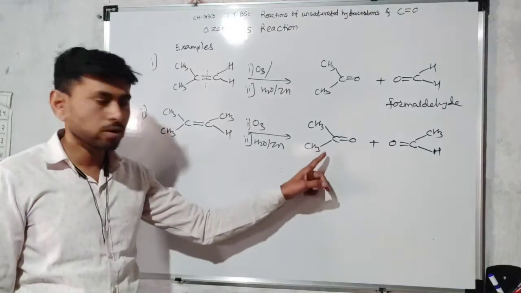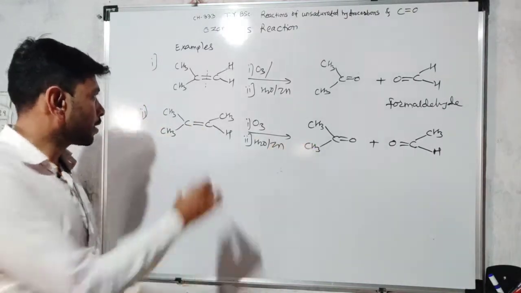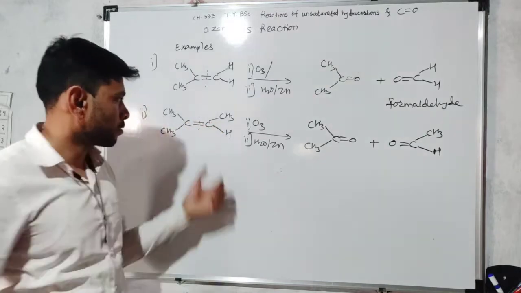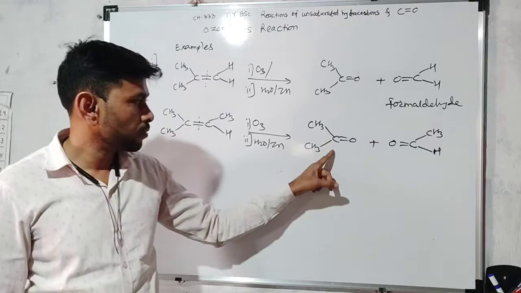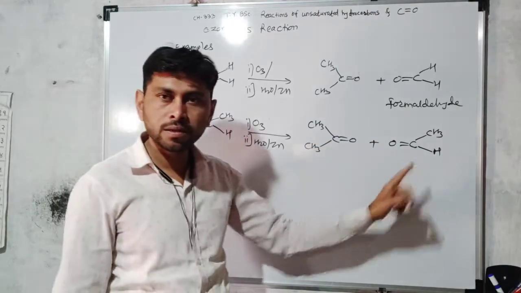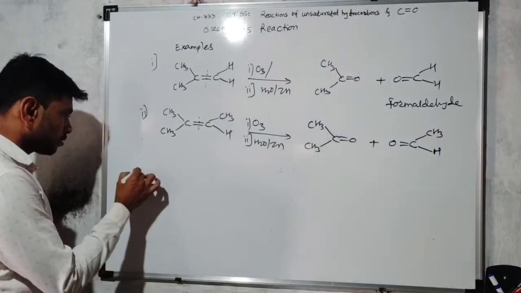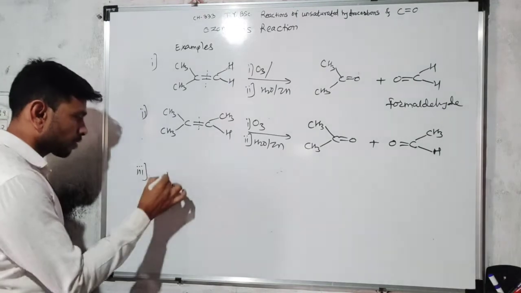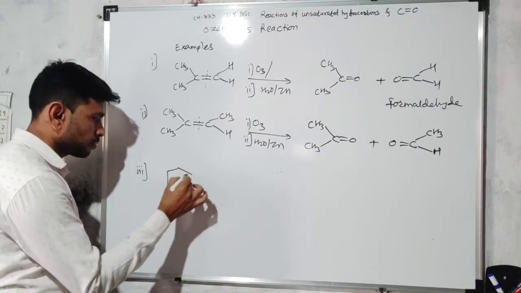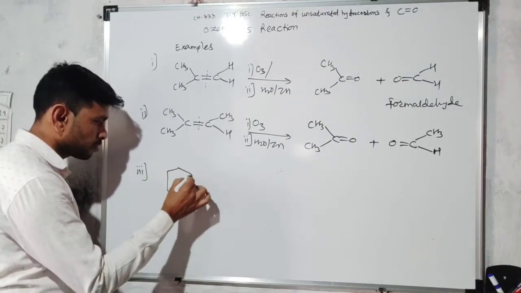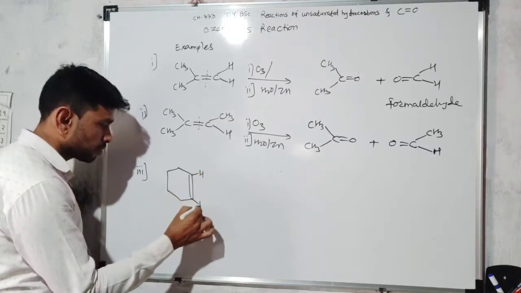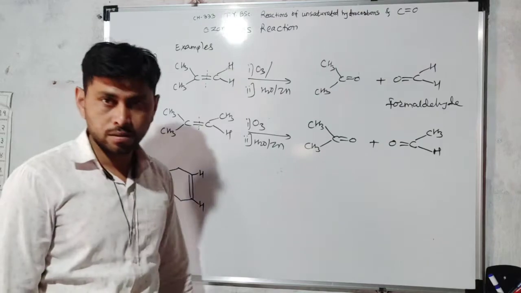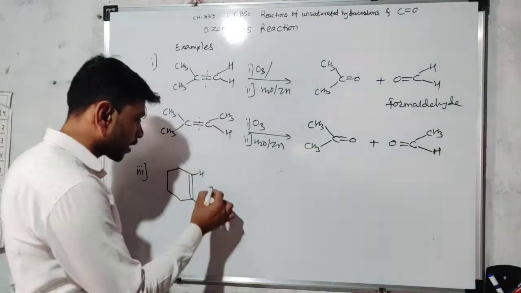In this we get the product. Here, breaking of the carbon-carbon double bond, and we get two products, one is ketone and another is aldehyde. See the third example, where we have taken an alkene, but these alkenes are present in a cyclic ring.